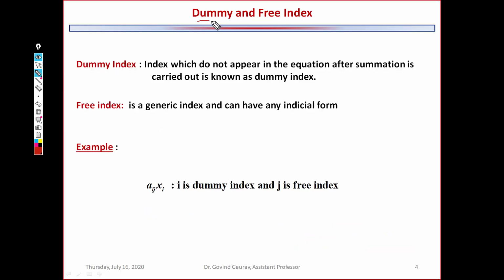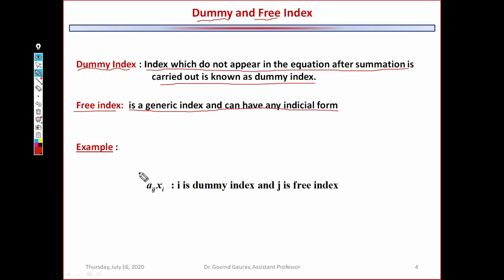Now we have two types of the index. The first type of the index is known as the dummy index, and the second type of the index is known as the free index, or it can also be called the generic index. So let us define what is a dummy index. The index which does not appear in the equations after summation is carried out is known as the dummy index. And the free indices are those indices that are generic and can have any indicial forms.